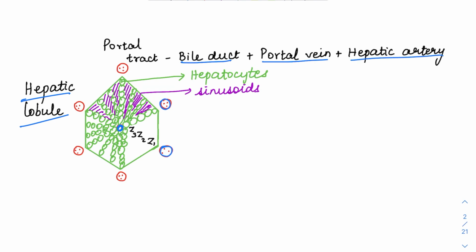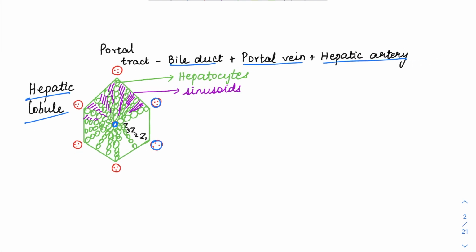So the main blood supply is going to come from the portal tract. And then you see the hepatocytes, which are arranged in the form of trabeculae. They are arranged from the central vein to the portal tract. In between these trabeculae of hepatocytes, we see hepatic sinusoids. Based on this distribution, we are going to classify the zones of the hepatic lobule.